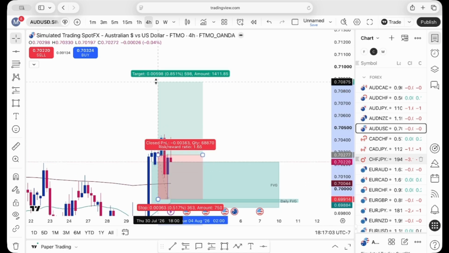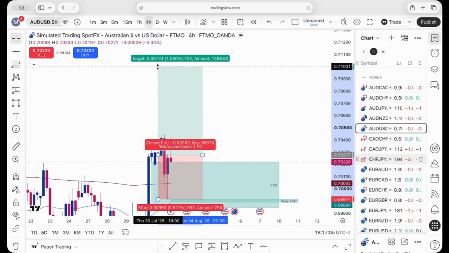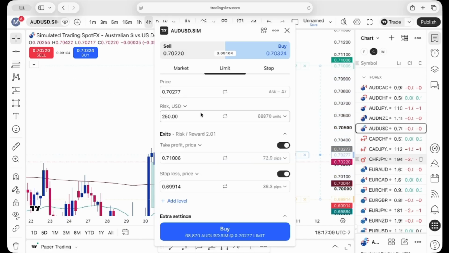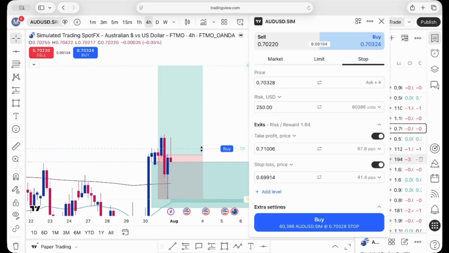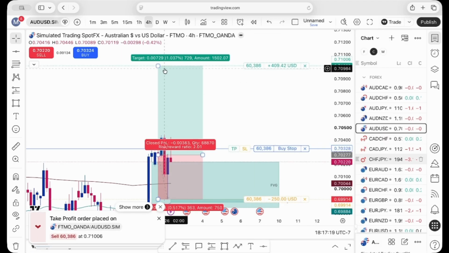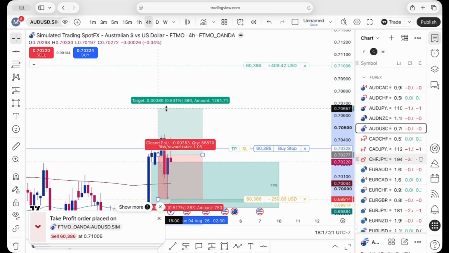Okay, and we're going to move this up to a 2. Okay. And then there's volume in this candle, so you're going to want to move this up a little bit. Okay. And then mark off your 1-to-1.